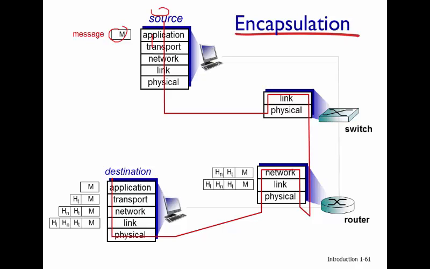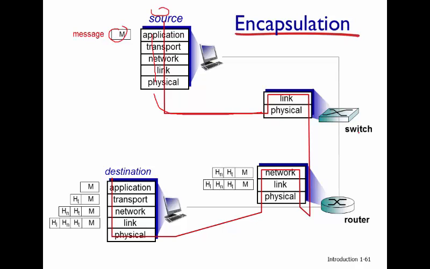travels down along these layers: transport layer, network layer, link layer, physical layer. When it reaches the physical layer, then finally through the Ethernet, the physical communication line, the message is transmitted.